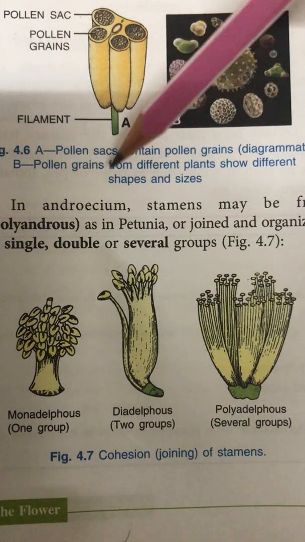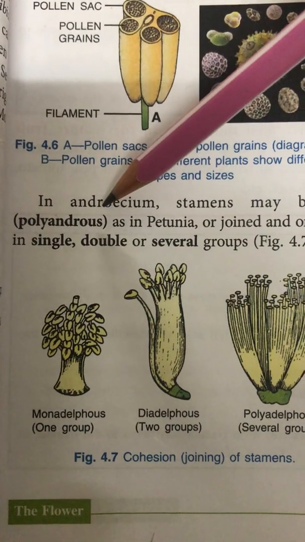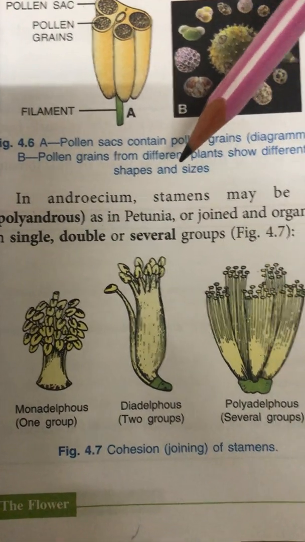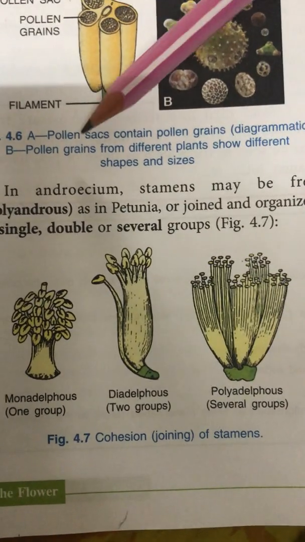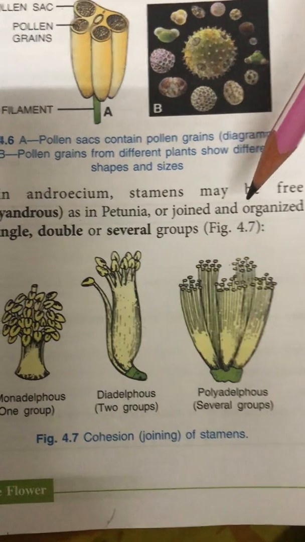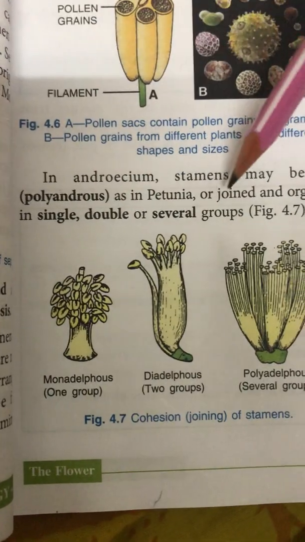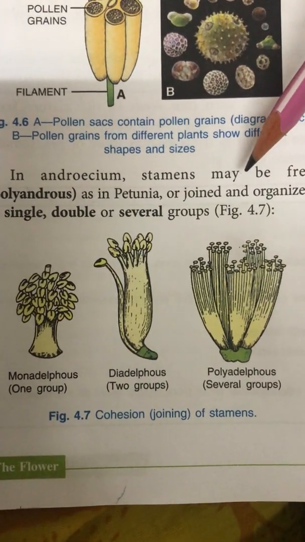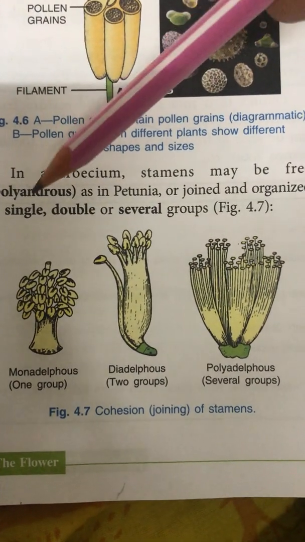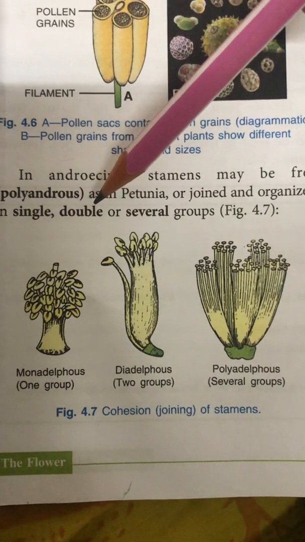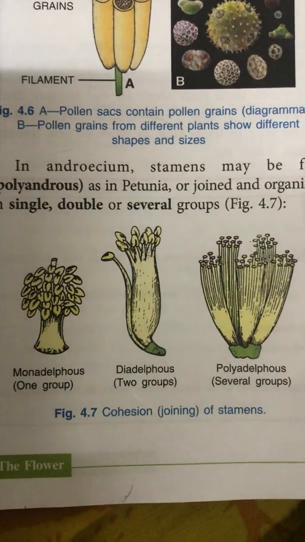It is the condition of androecium in which stamens are free and it is called polyandrous. Example is petunia. So the condition of androecium where stamens are free is polyandrous, whereas for fused androecium or fused stamens there is not one term but there are many, because when stamens are fused, maybe we have different varieties of fusion. Maybe they have fused to form one bundle, or fused to form two bundles or groups, or fused to form several bundles or groups. So these are varying degrees of fusion.